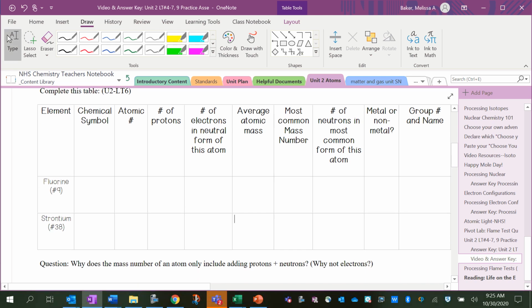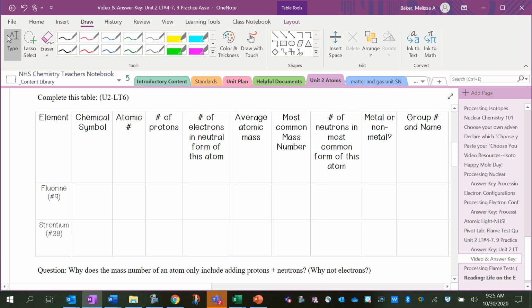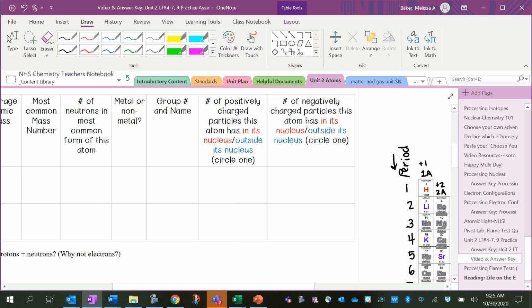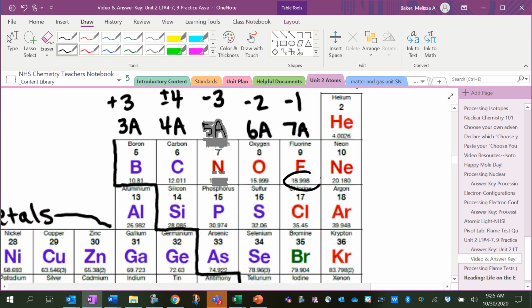Learning target 6. We need to be able to fill in all of this information about these elements. So let's talk about fluorine, number 9 first. The symbol for fluorine is just an F. It's number 9. So that means it has 9 protons and 9 electrons if the atom is neutral, which it says it is. The average atomic mass, we're going to need to go and look at that.